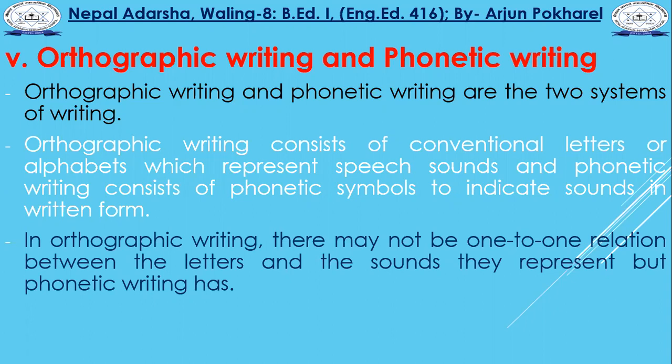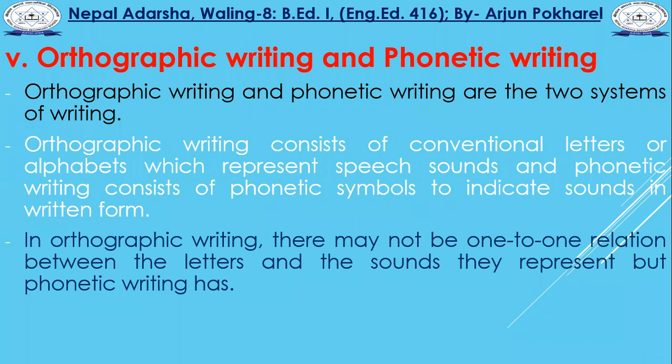C is, this is orthographic writing, C. But its sound is what? The sound of C is K, cat. We write C orthographically, but that is produced as K. That's why there is no one-to-one relation between the letters and the sounds they represent.